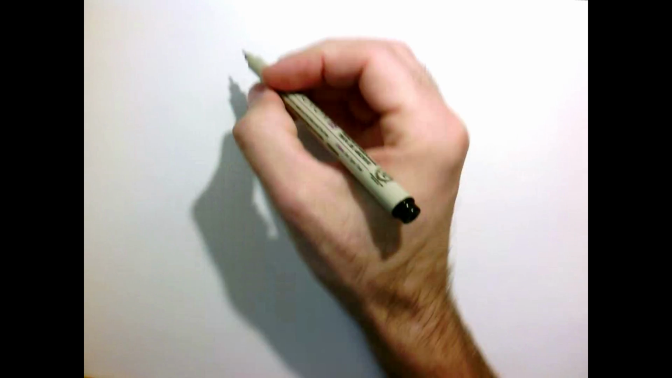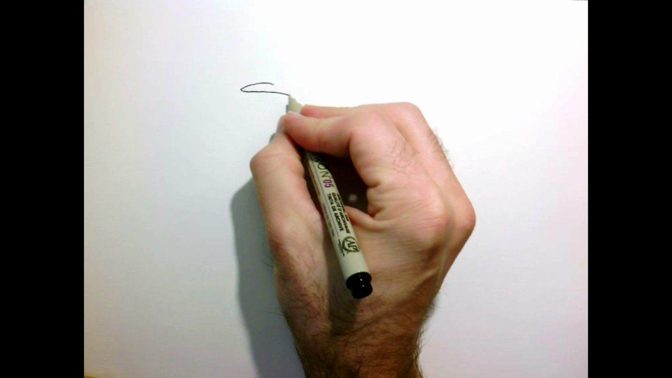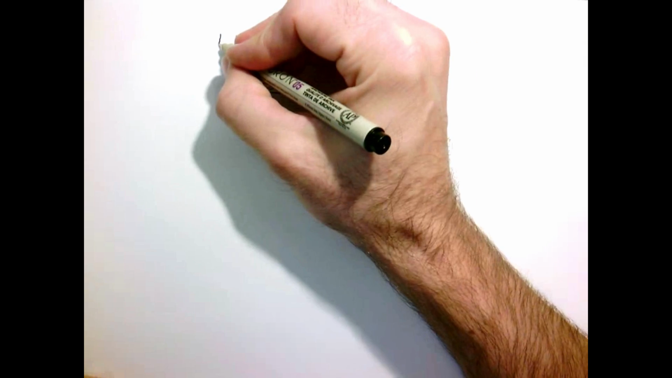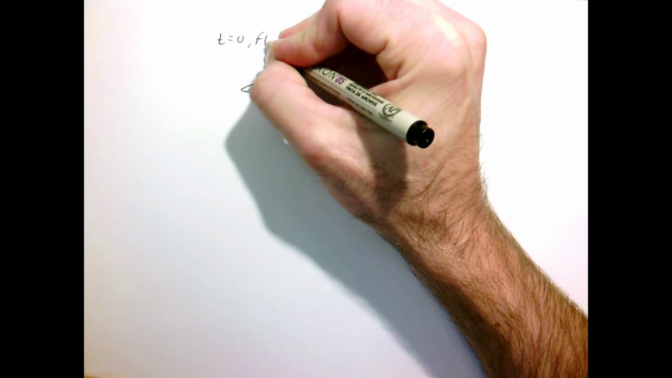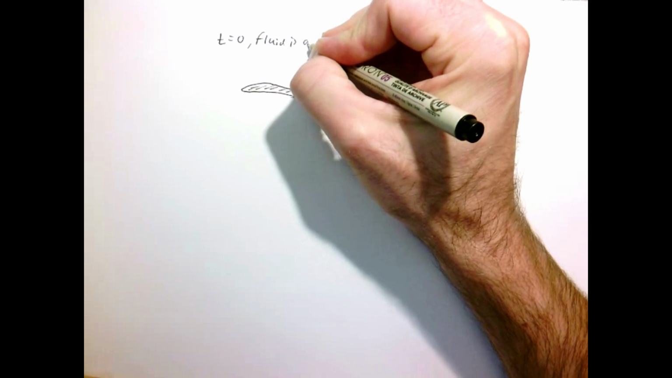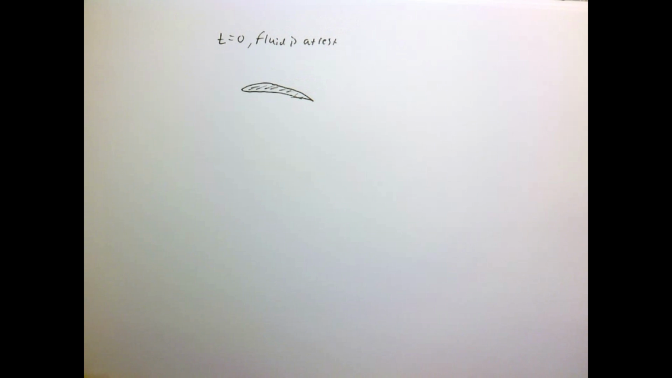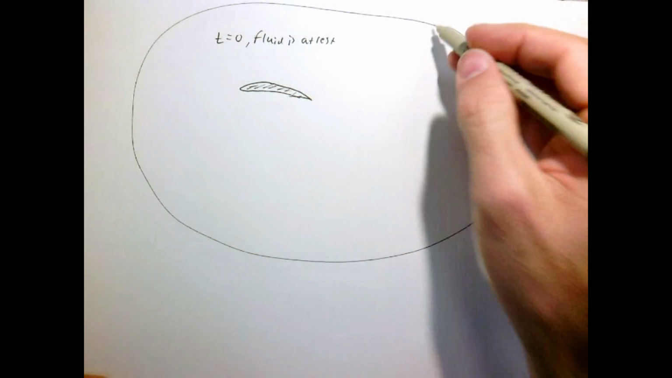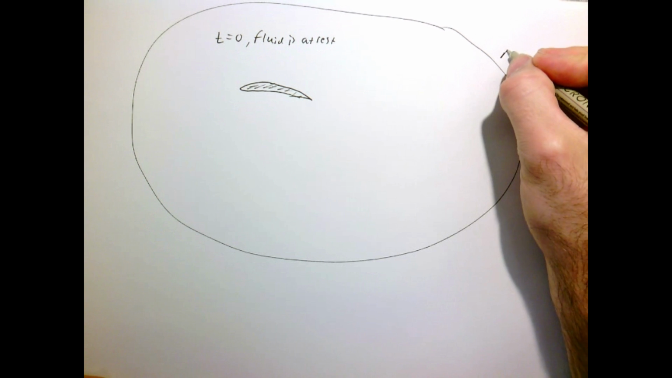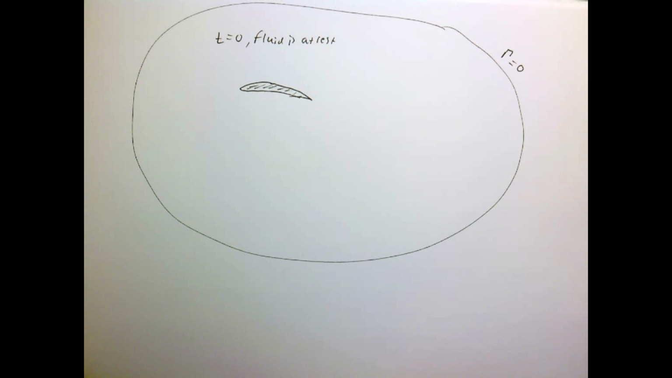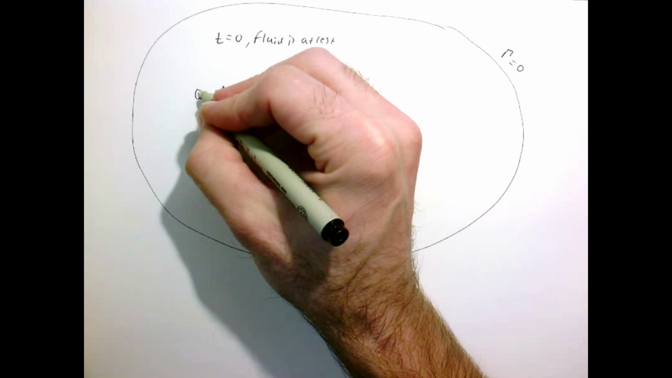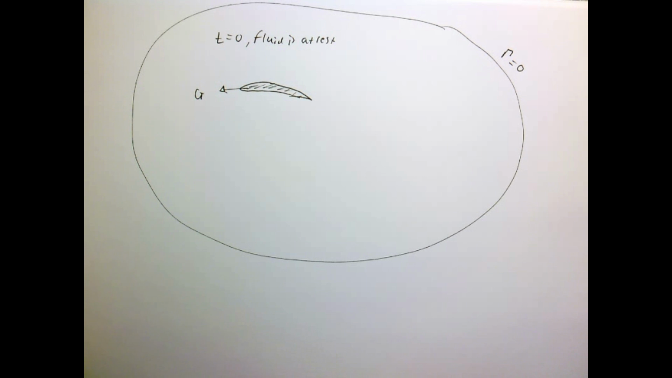Well, let's go back to our starting condition. So here's our airfoil, our airplane's on the runway. At time equals 0, the fluid is at rest, and the airfoil is at rest. So let's take a big loop around here where we'll calculate our circulation, and it has to be 0 because everything is at rest. Now, at time equals 0, I'm going to start moving my airfoil. So I'm going to take off. My airfoil is going to start moving in this direction.